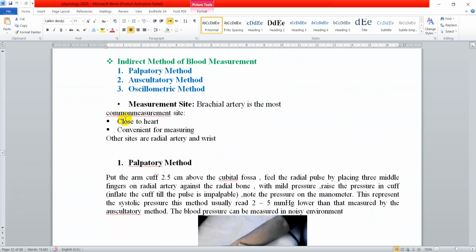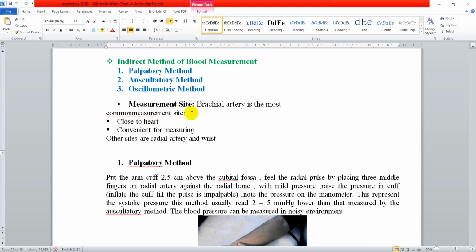Indirect method is also divided into three methods: palpatory, auscultatory, and oscillometric. Palpatory method only measures the systole. In palpatory method there is no diastole. In auscultatory method you can measure the systole and diastole. Also in oscillometric, which uses an electronic system or apparatus, you measure systole and diastole.